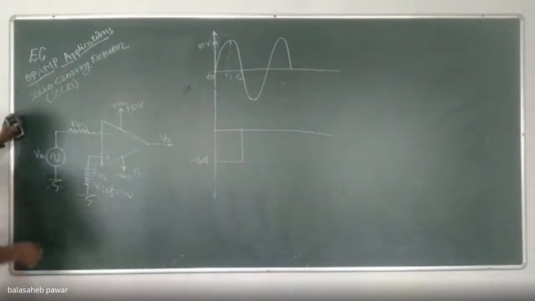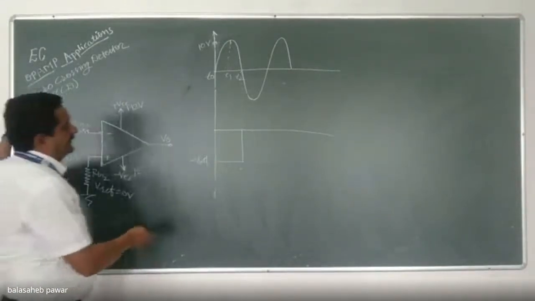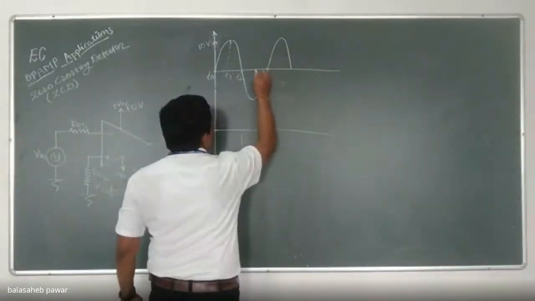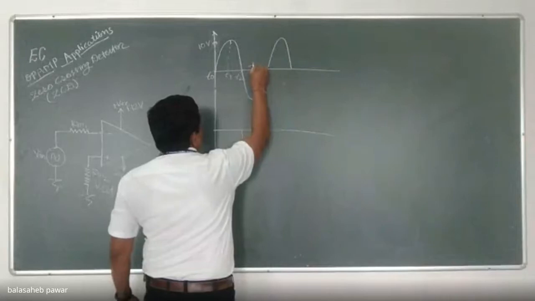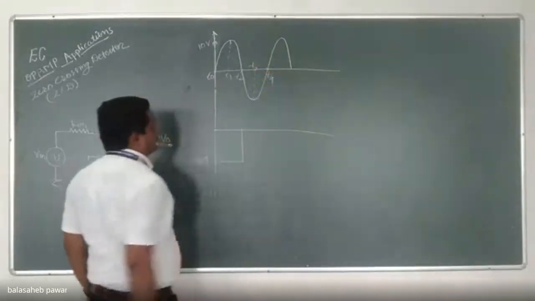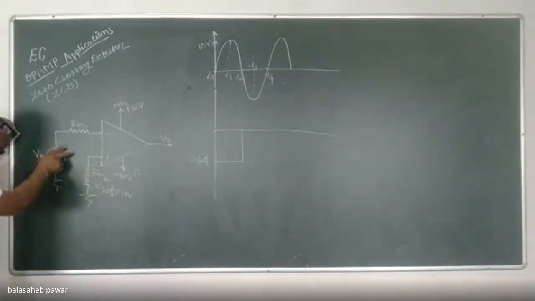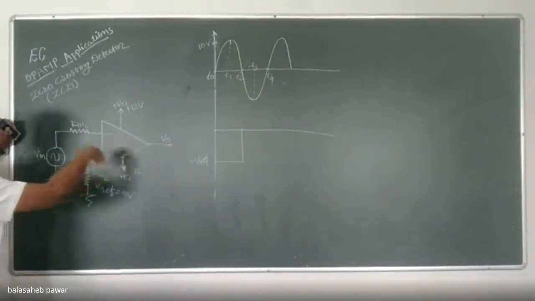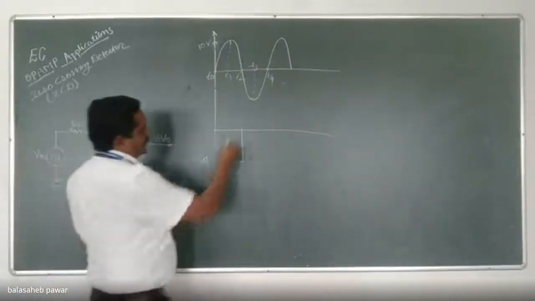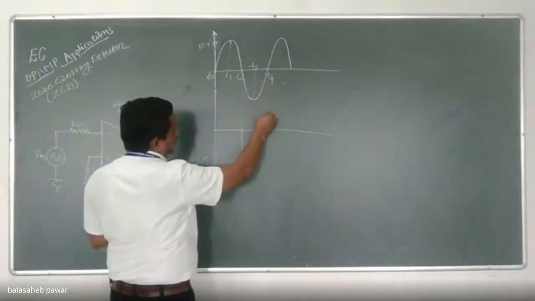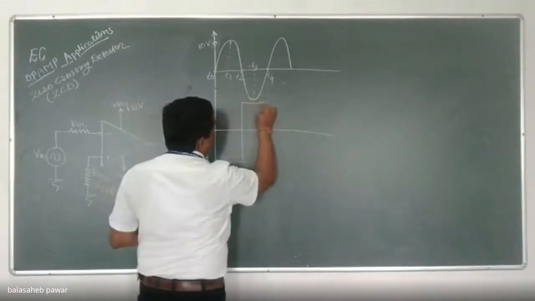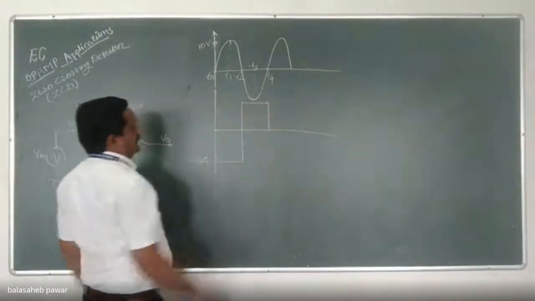Now see, when input will start to increase negatively, that means for first negative half cycle, that I will call it as, suppose T2 to T4. Input is negative while reference voltage is 0. And that's why the output of this op-amp will be plus Vsat. So for time duration T2 to T4, the output will be plus Vsat.